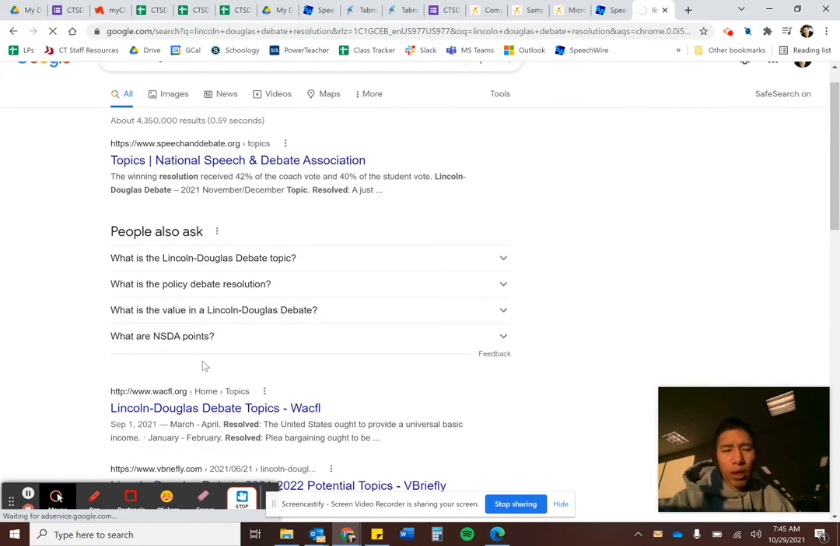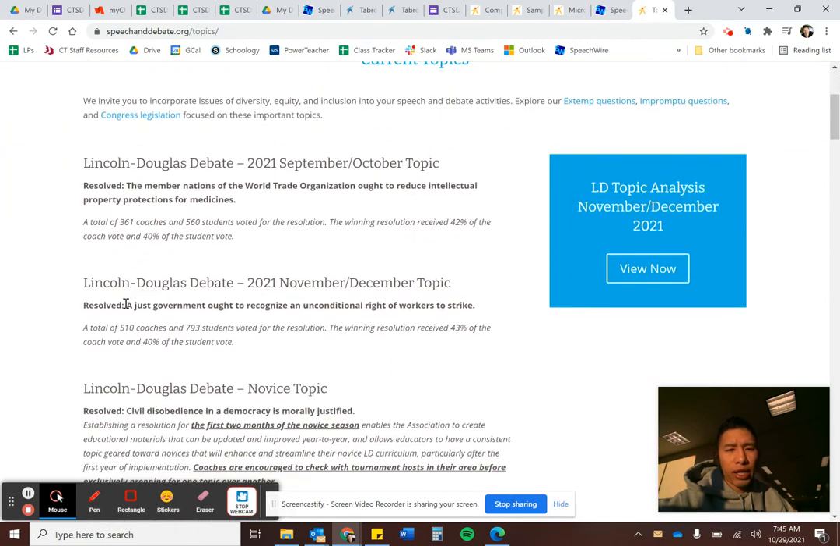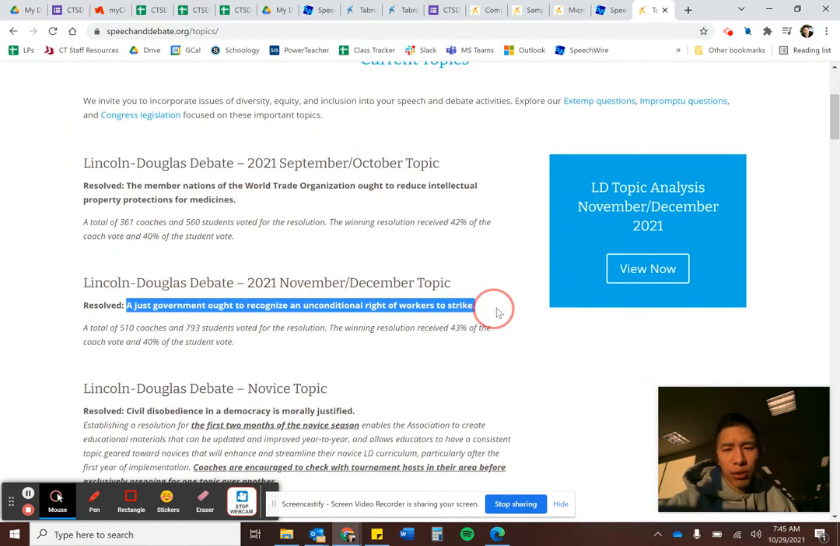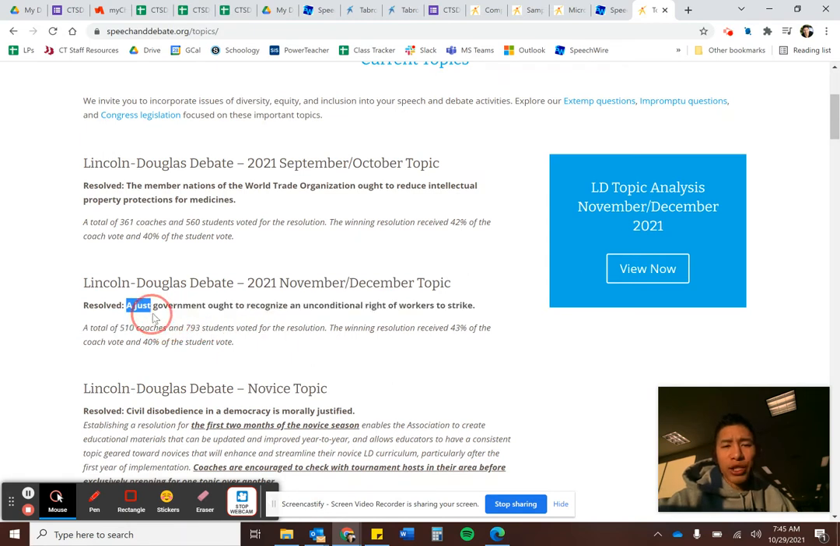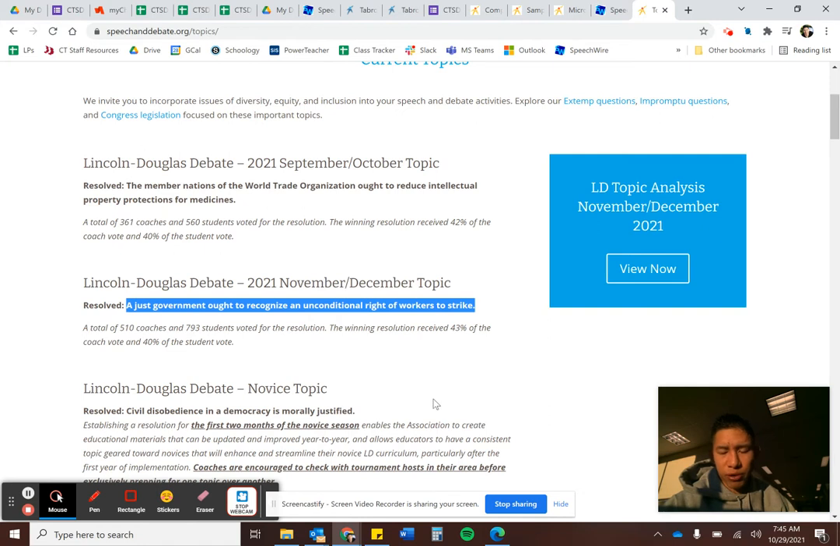It's the United States federal government. So a just government, this is the current resolution for Lincoln Douglas debate. A just government ought to recognize an unconditional right of workers to strike.